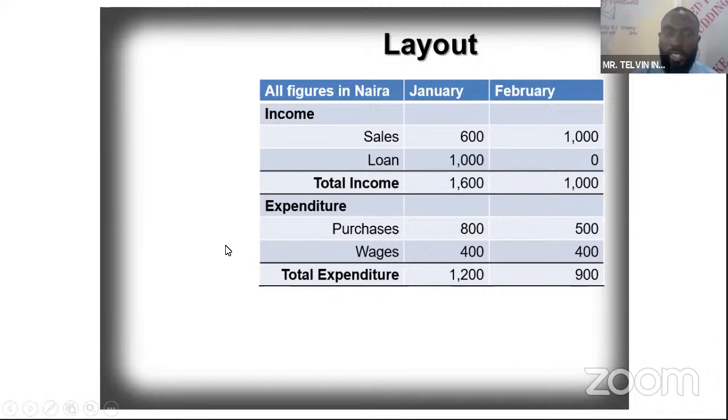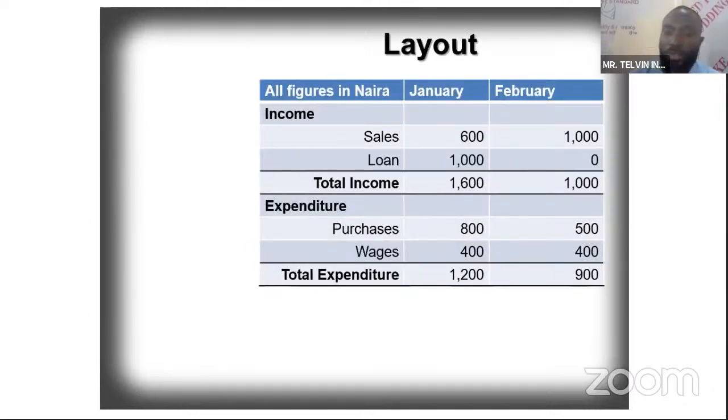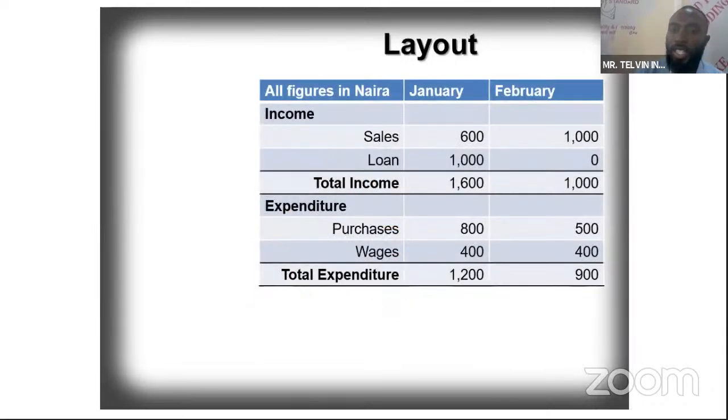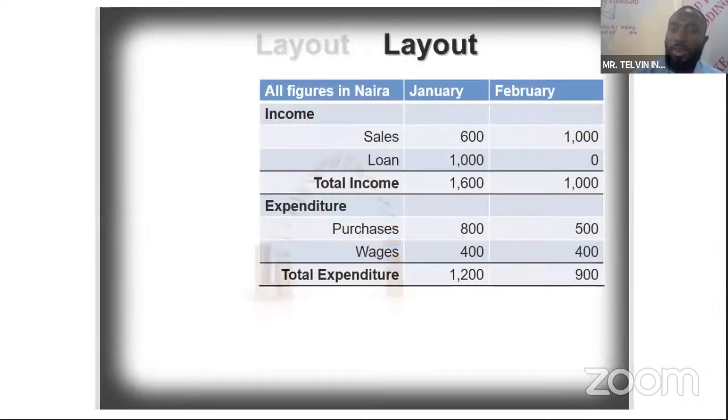Your purchases, stock that you purchased for resale, is 800, and you paid 400. So your expenditure is 1,200. In February, you sold 1,000. You did not take any loan. Total income was 1,000. Expenditure in February, 500 naira purchase, 500 naira wages. So you see that in February, you have a difference in your income and expenditure account.